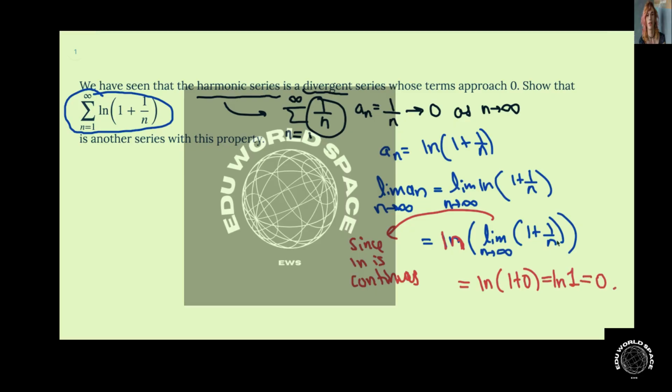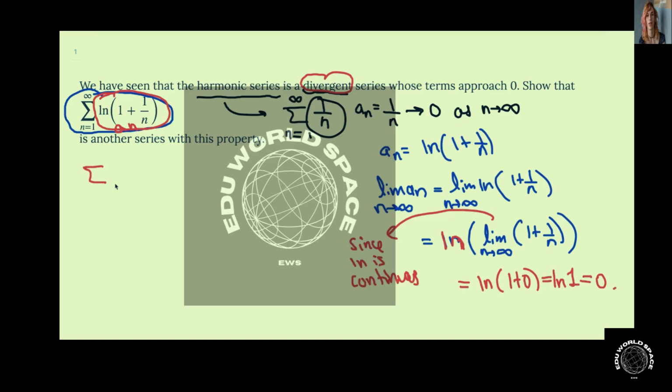So the limit of the term a_n here, the thing that we're adding up in the summation, does go to 0. However, we'll end up showing that the series itself is divergent. And so in this sense, it has the same properties as the harmonic series. So let's show this thing diverges.